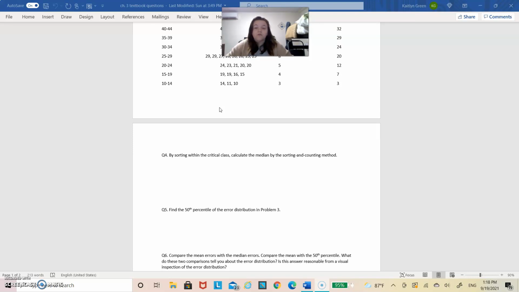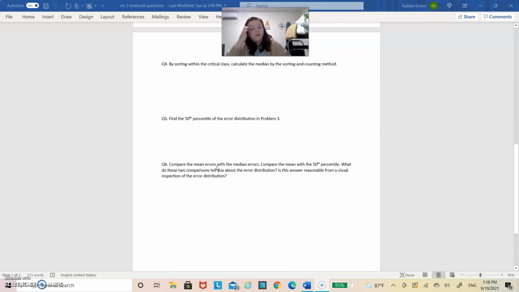So moving on to the final question, number 6, it says to compare the mean errors with the median errors. And just to refresh you, the mean of these problems was 28.83. The median was 27, and then the 50th percentile was 27.9. So it then asks, what do these two comparisons tell you about the error distributions? So the mean error is larger than both of the median values found, which means that the data is going to be positively skewed. As I said earlier, if the mean was smaller, it would be negatively skewed.